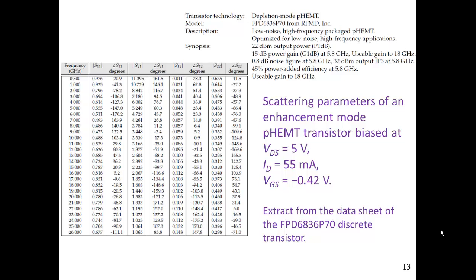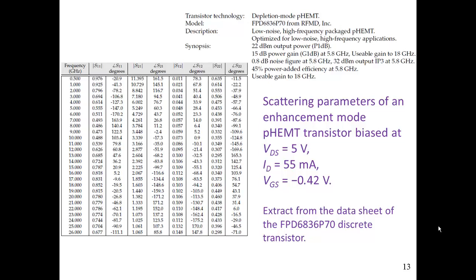So in this case, the only scattering parameters that were provided by the vendor were at a particular bias condition: a drain source voltage of 5 volts, a drain current of 55 milliamps, and a VGS of minus 0.42 volts. And you can be pretty sure that's the best condition for operation. If this transistor was going to be used in a very large number of cases, the actual designer or the design group would do their own measurements. They wouldn't trust the information from the manufacturer. They would feel that they could do a little bit better. Maybe they'd want to change the bias conditions.